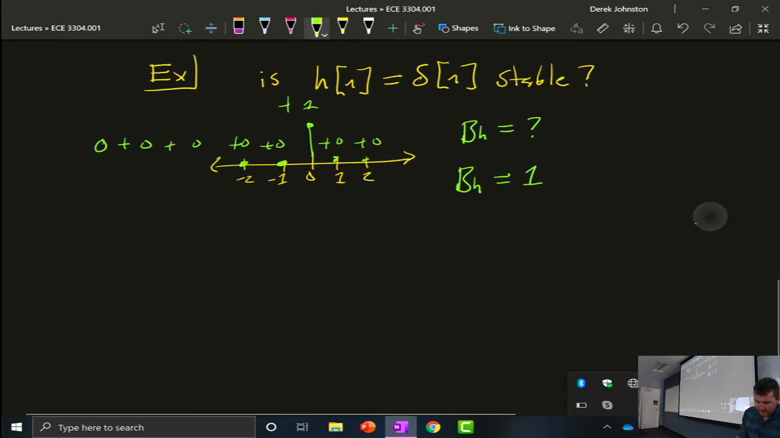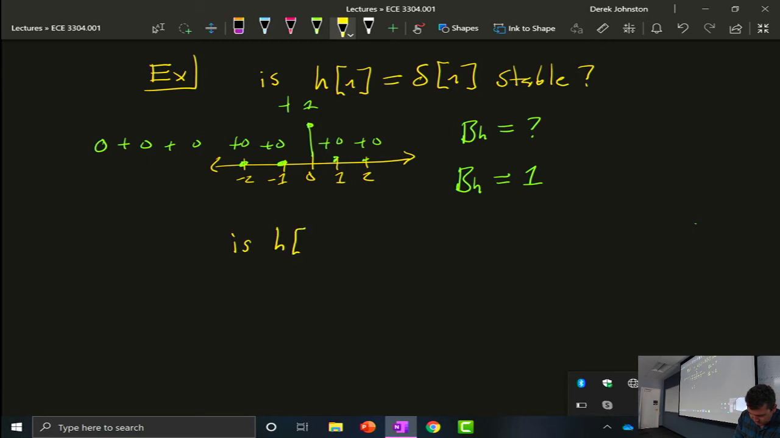Let's do another one. What if our impulse response is equal to the unit step sequence, h of n equals u of n? Is it stable? You see u of n used a lot as the impulse response. Edward says not stable. How come?